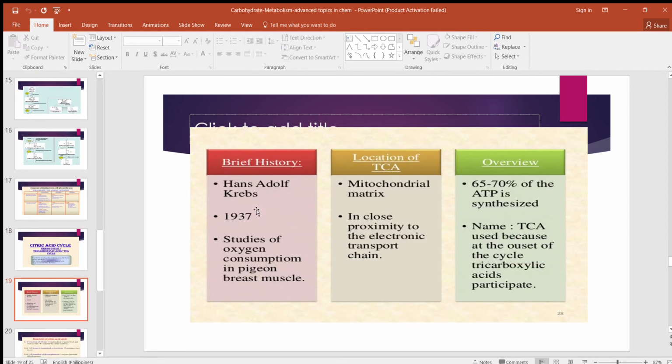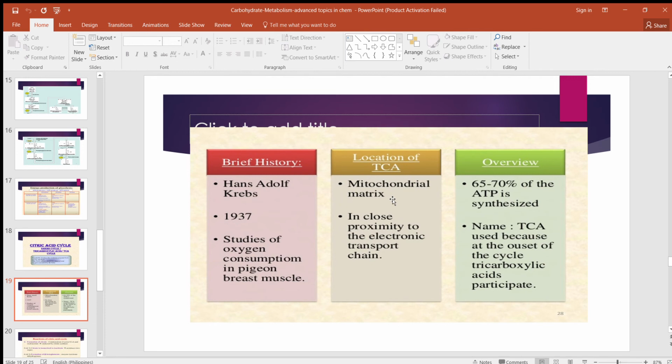Okay, so let us first discuss the history. It was discovered by Hans Adolf Krebs during the 1939 studies of oxygen consumption in pigeon breast muscle. Location of the citric acid cycle is the mitochondrial matrix. Okay, napag-aralan nyo naman doon sa inyong early biology, in your early science class, that the mitochondria is the powerhouse of the cell.